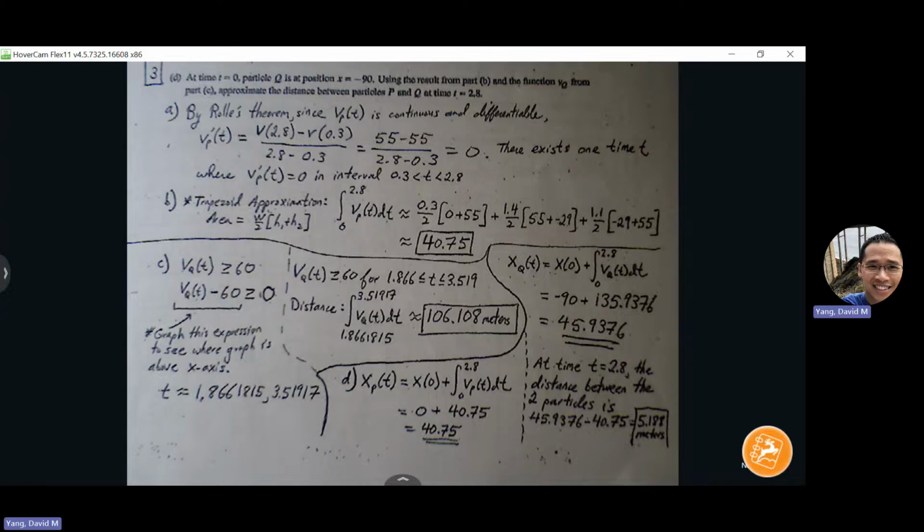Okay, part D, we can use position equals initial plus displacement, and then use that to find the locations of both of the particles, P and Q, and then use those two positions to help us decide how far apart they are at a specific moment in time.